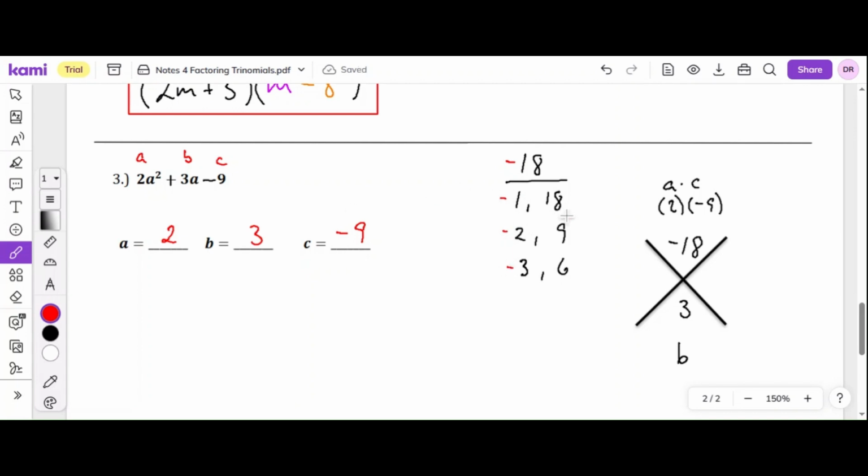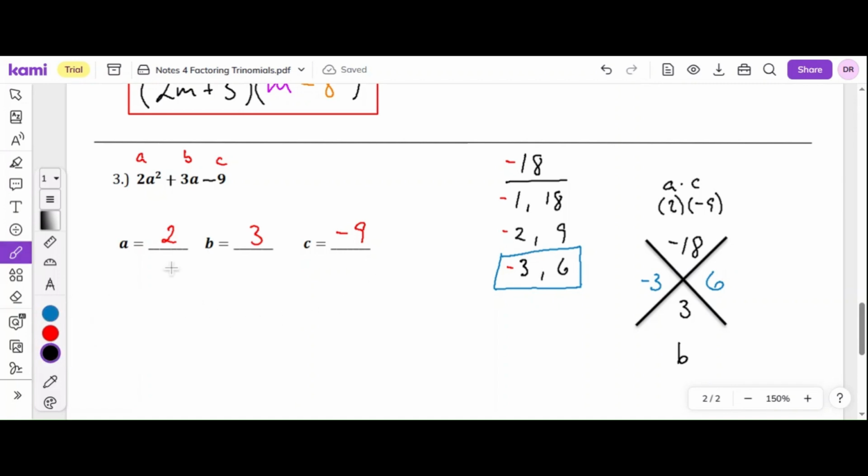So we have negative 1 and 18, negative 2 and 9, and negative 3 and 6 as our options. If you look at the last case, we have a negative 3 and a positive 6. Those are the two numbers we want because those two values multiply to negative 18 and combine to a positive 3.